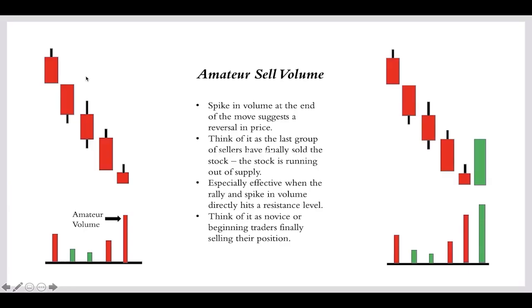Okay, same thing with amateur sell volume. Maybe the people who are taking big losses on their position. It's dropping and dropping and dropping. They can't stomach their losses. They end up selling it down here, and those are the last group of sellers, and then we get a pop higher. Okay.